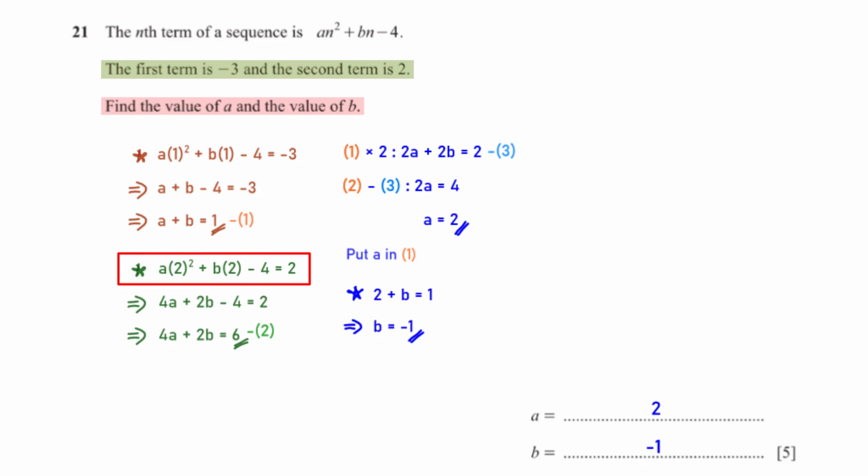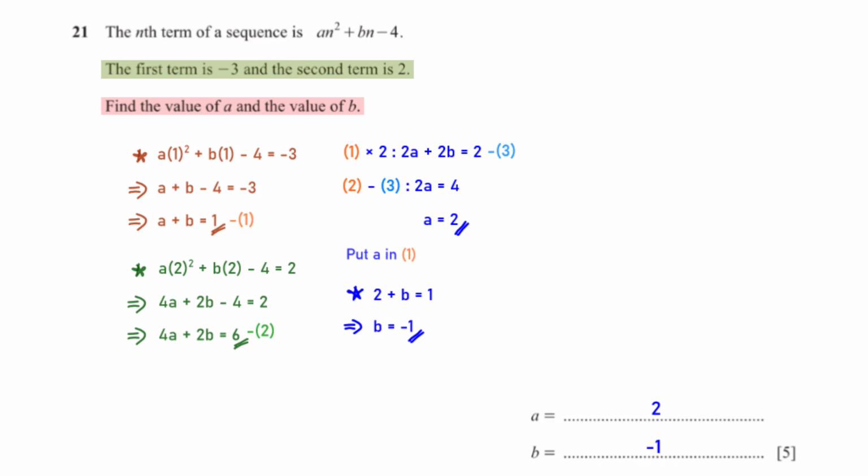So we have a times 2 squared plus b times 2 minus 4 equals 2. A times 2 squared is 4a, b times 2 is 2b. When we add 4 to both sides, we get 4a plus 2b equals 6. Now we can get the values of a and b by solving these simultaneous equations. Let's use the elimination method.